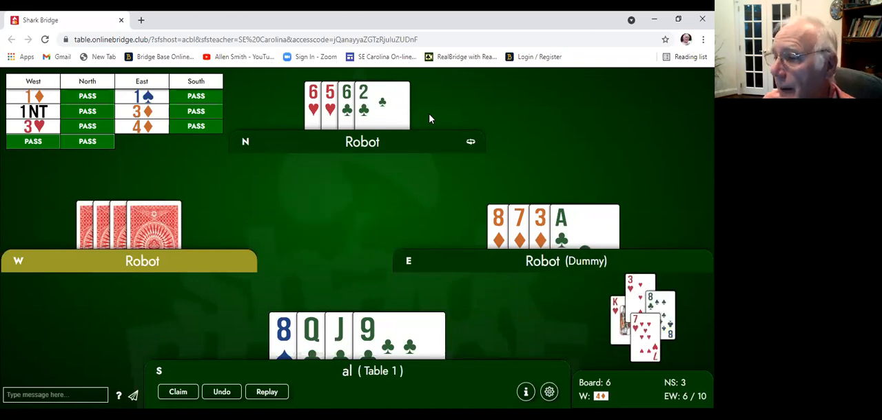Okay, but because of our signaling, we prevented him from setting up another heart to throw away another loser, in which case he would have made 11 tricks instead of 10. So by playing the correct defense, we kept him from getting an extra trick.